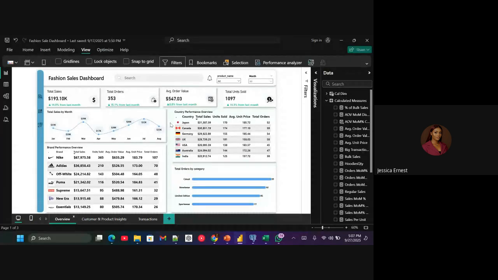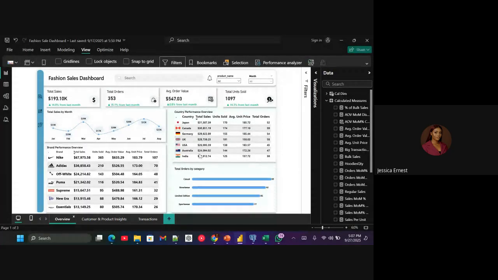Then looking at the country performance overview, we have Japan as the top country, which generated 31,597 in sales. Then it has over 170 units sold and 185 average unit price, and total orders of 52.